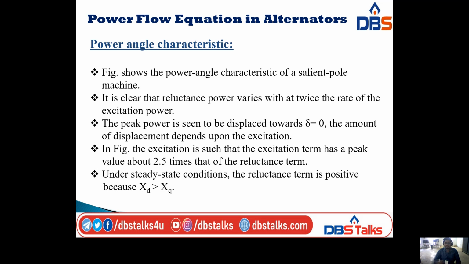So next, the figure shows the power angle characteristics of a salient pole machine. There is a previous diagram. From that one, it is clear that the reluctance power varies at twice the rate of the excitation power, and the peak power is seen to be displaced towards delta equal to 0. The amount of displacement depends on the excitation.